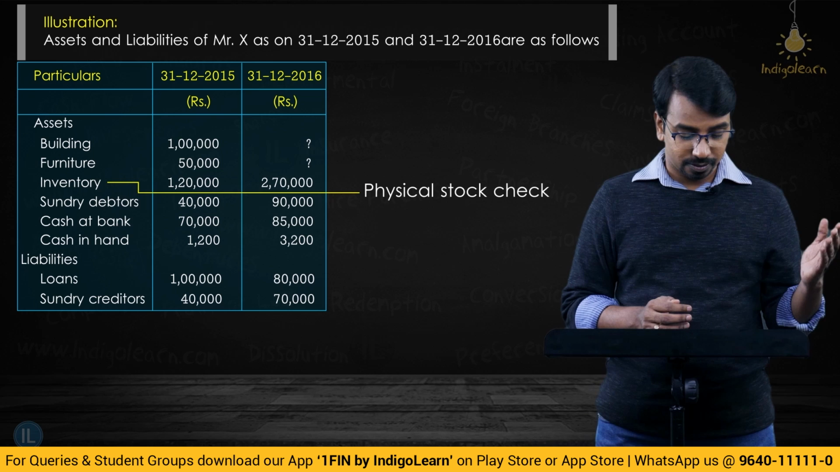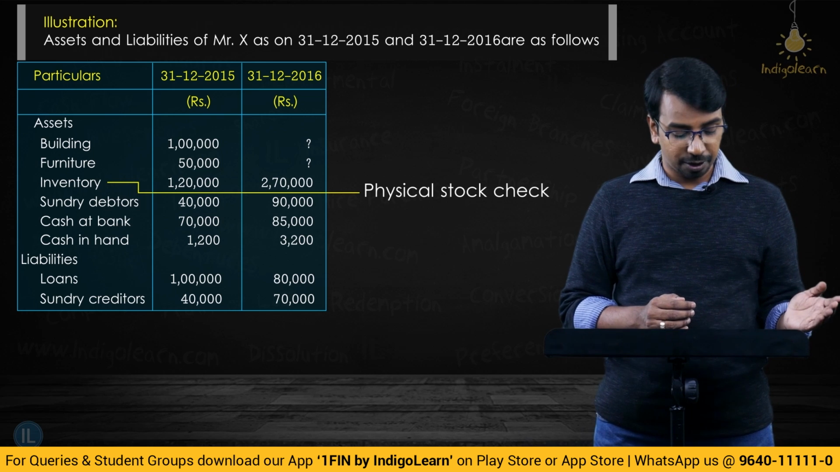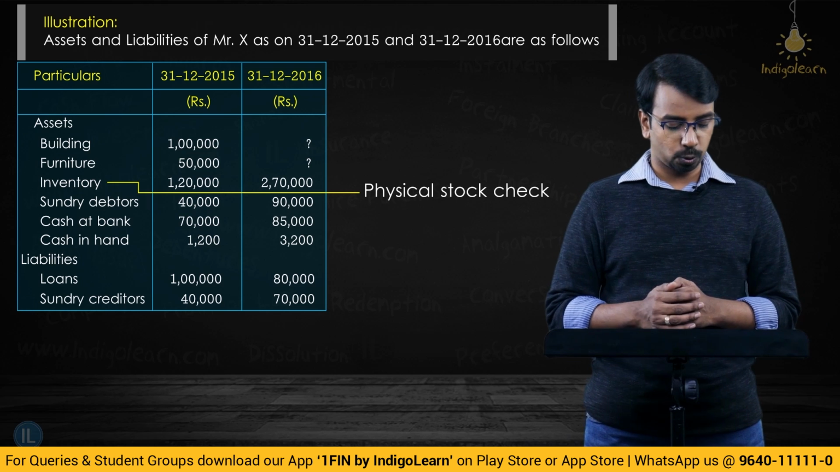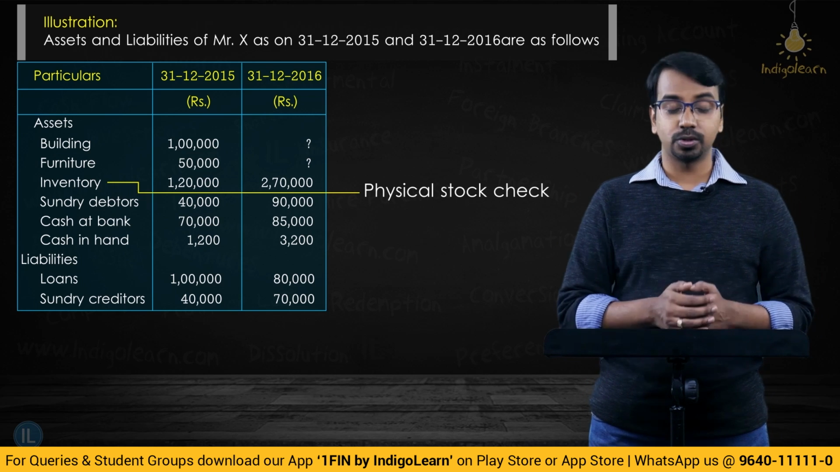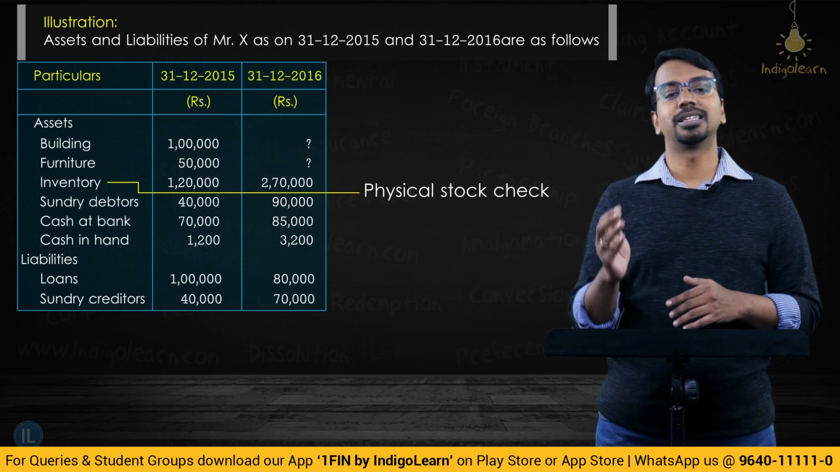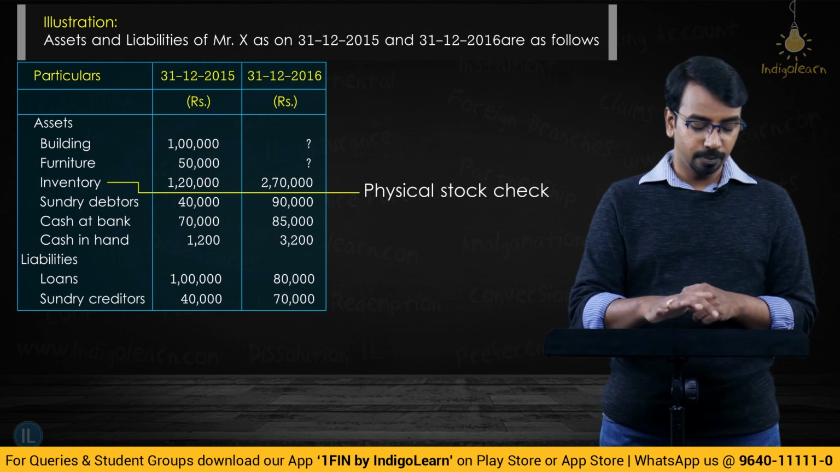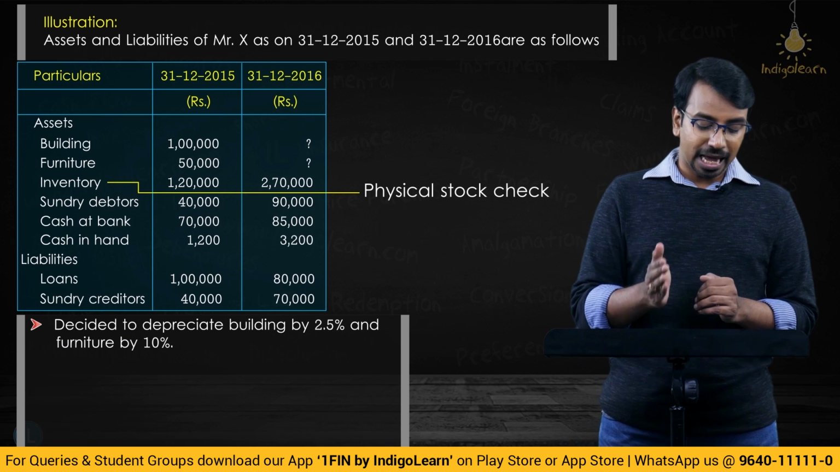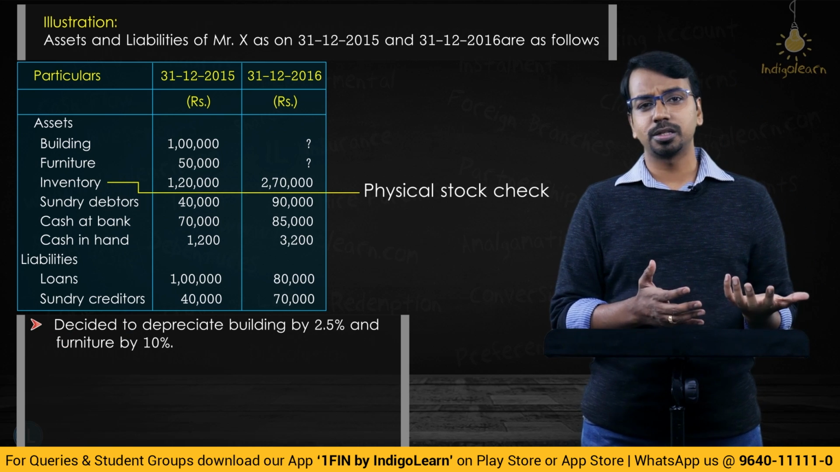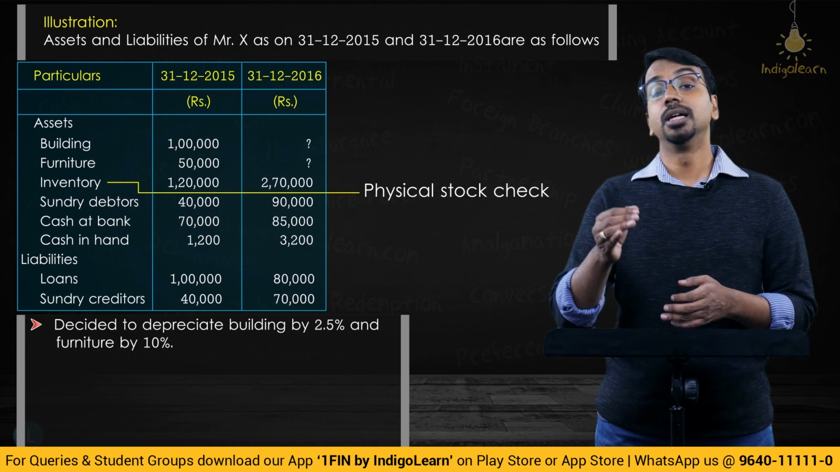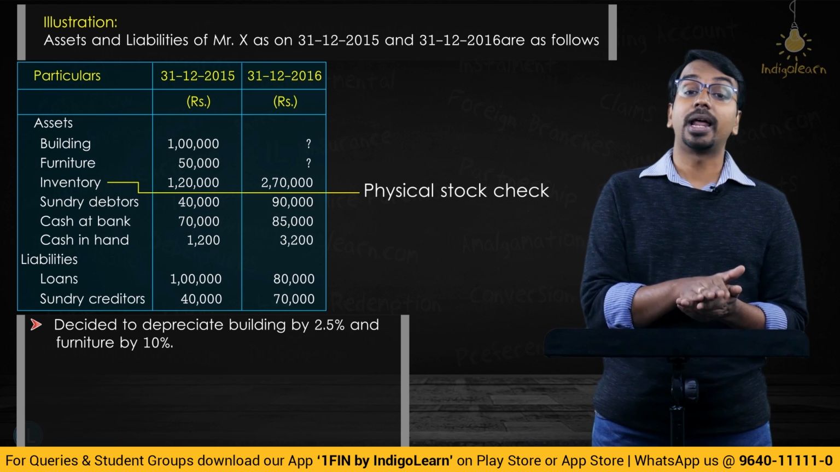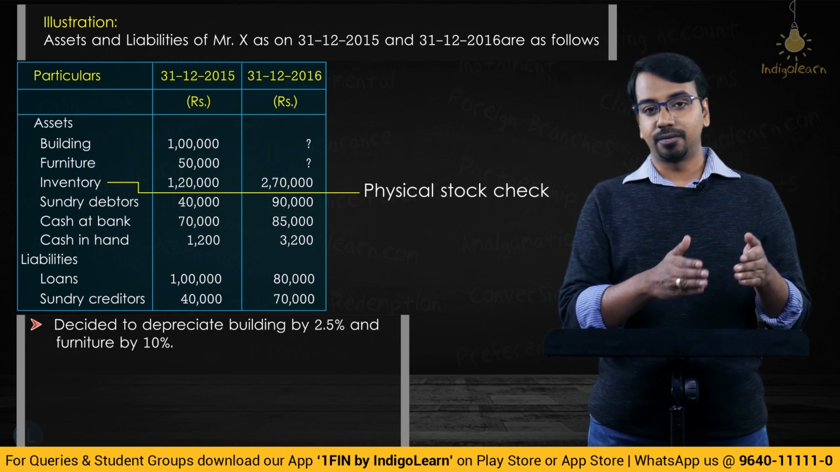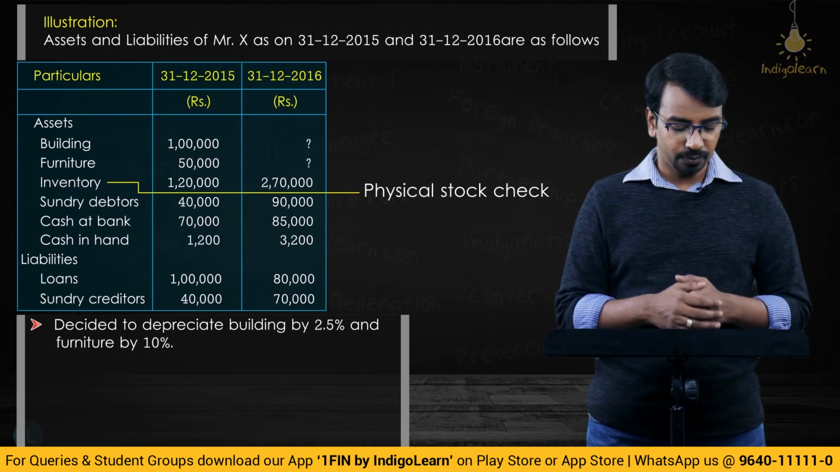Then you have sundry debtors 40,000 and 90,000, cash at bank 70,000 and 85,000, cash in hand 1,200 and 3,200, loans 1 lakh and 80,000, sundry creditors 40,000 and 70,000. So this is the information that is available. If you read further, it says depreciate the building by 2.5% and furniture by 10%. Now what does this mean? We have building balance of 1 lakh, depreciate it by 2.5% to arrive at the closing balance. Then furniture by 10%, 50,000 minus 10%, you can arrive at the closing balance.